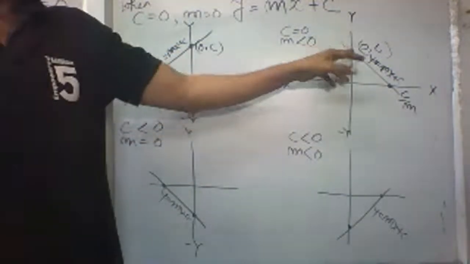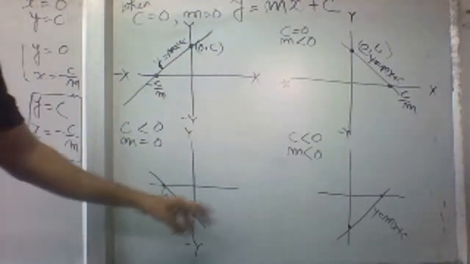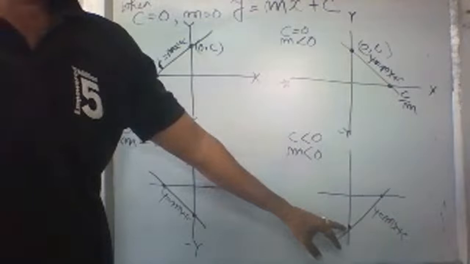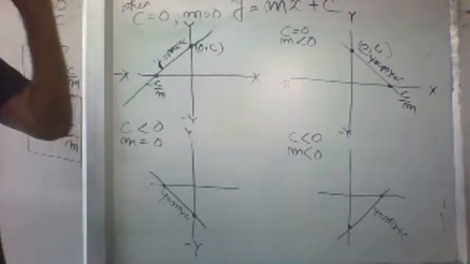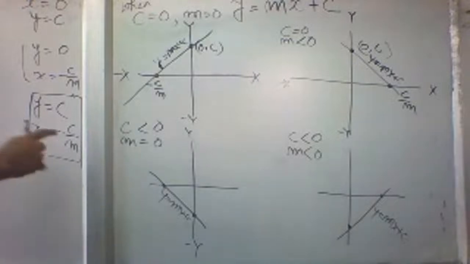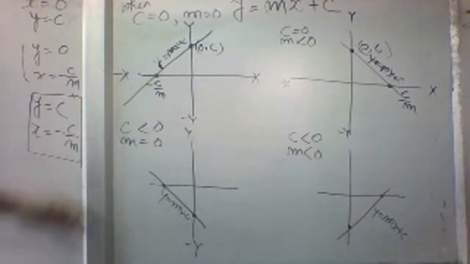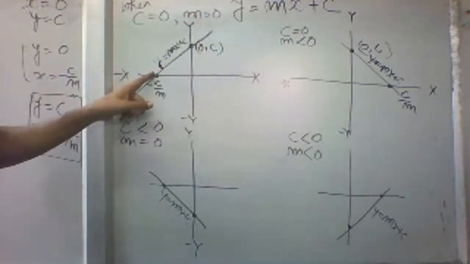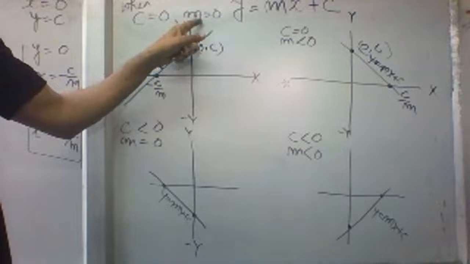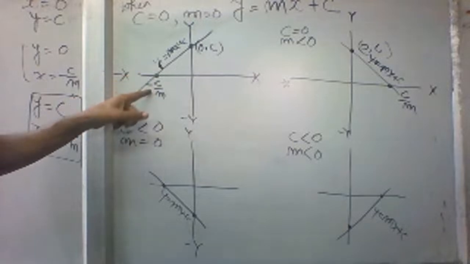When c is greater than 0, it means the positive axis. When c is less than 0, it means the negative axis. This is only the c condition I am telling you. Now for x is equal to minus c upon m, when m is positive, if m is 0 the answer will be negative. So this is the minus c upon m.